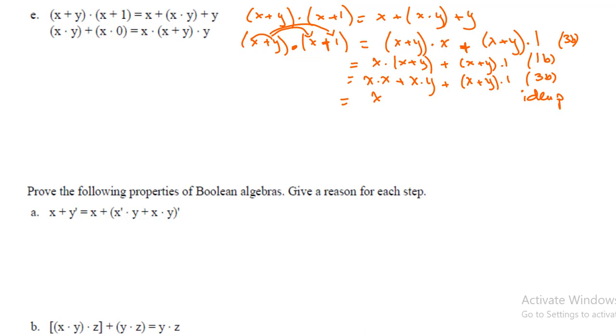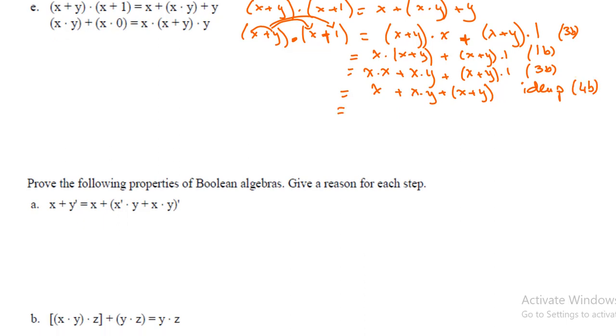At the same time, we'll stop and think what I need. I need the x, which I have. I need x dot y, which I have. But this one here, instead of x plus y dot 1, I need just y. How you get there? So if we use idempotent and the 4b, the identity, we end up with x dot x is just x and x plus y dot 1 is just x plus y. You could write it in 2 steps, but right here to save space, I write it in 1 step.